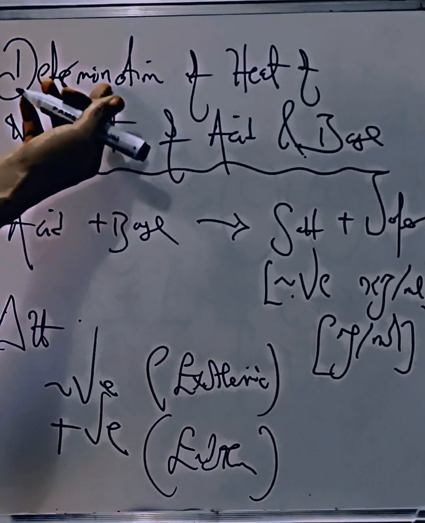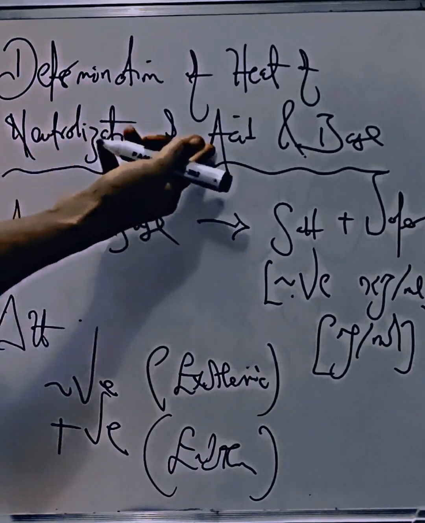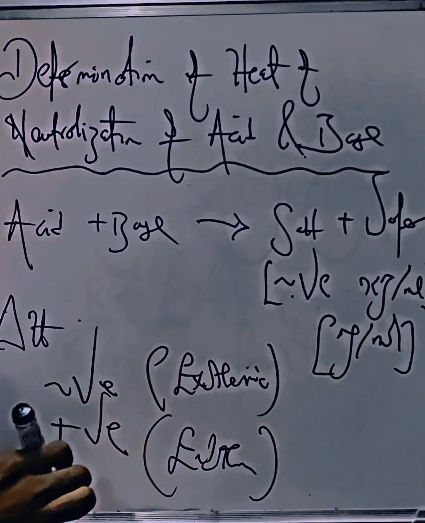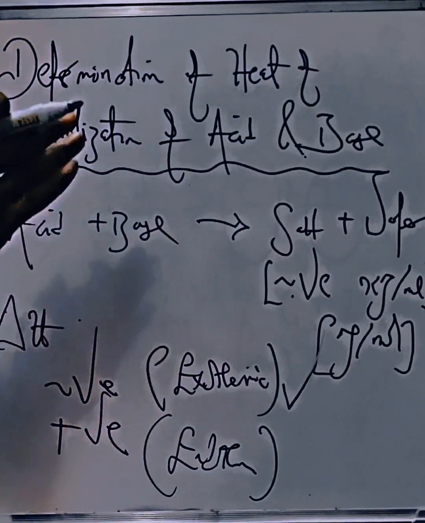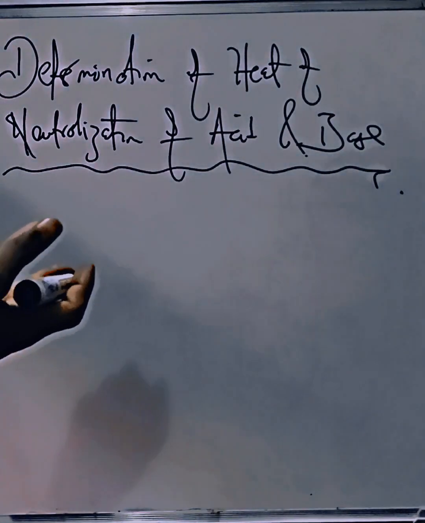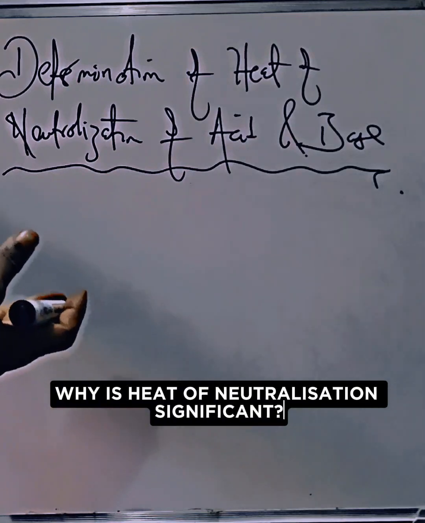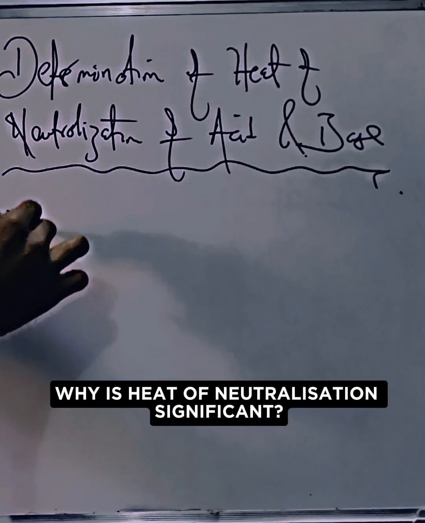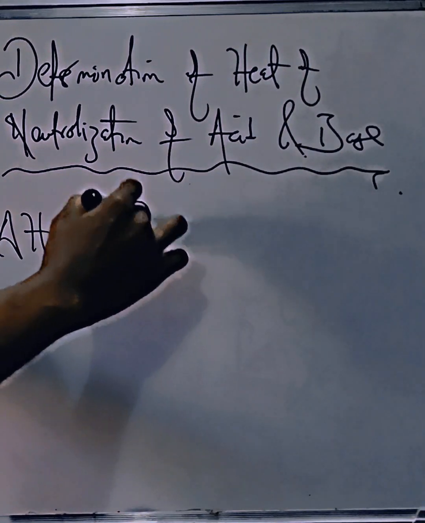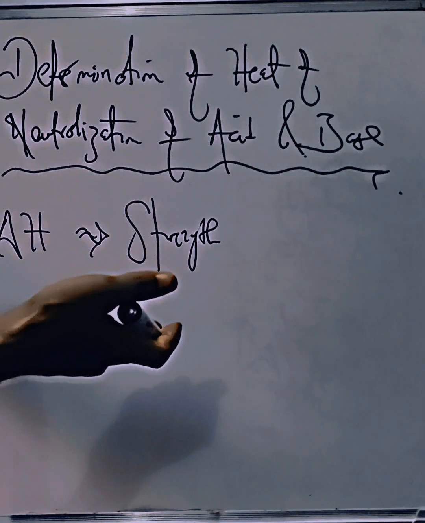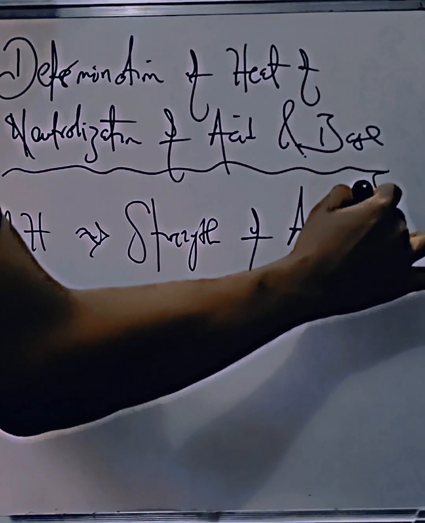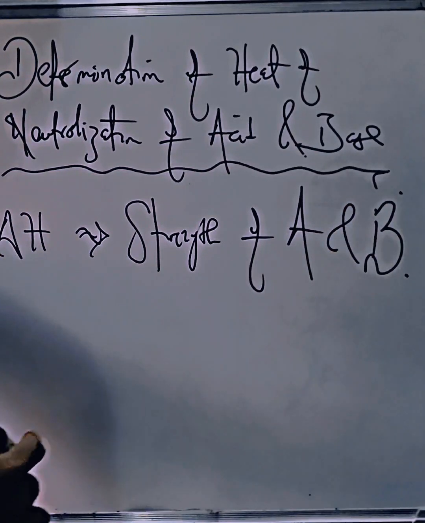So in this case, we'll be determining the heat of neutralization of acid and base. And usually acid and base reactions are exothermic, so we are dealing with an exothermic reaction. And why do we have to find the enthalpy change? Now, the ΔH value, that is change in enthalpy, actually provides us information regarding the strength of the chemical species, that's acid and base. So it gives us an idea of the strength of acid and base.